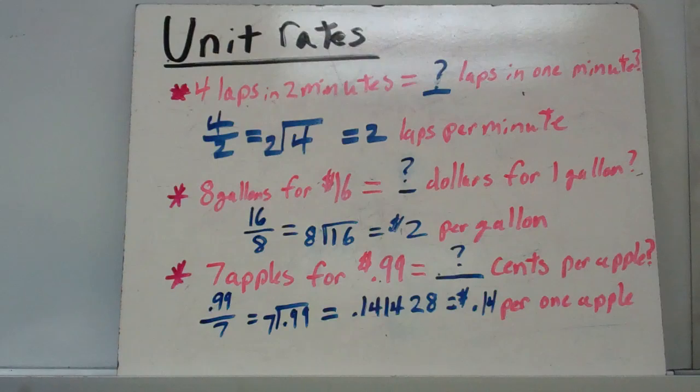Sometimes we won't have such a nice, easy example like the first one, 4 laps in 2 minutes. Maybe they'll say, how many minutes does it take that person to do 1 lap? Then the division is going to be a little different. It's going to be 2 divided by 4, which gets you 0.5 or 1/2. So just be aware of what they're asking for when you're finding unit rates.